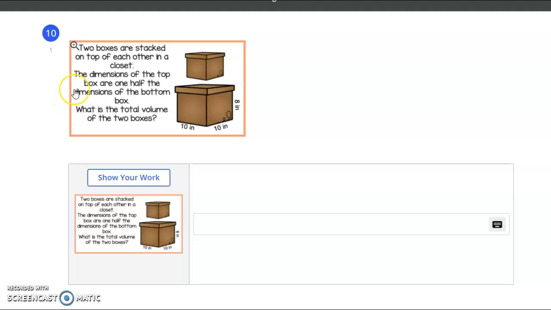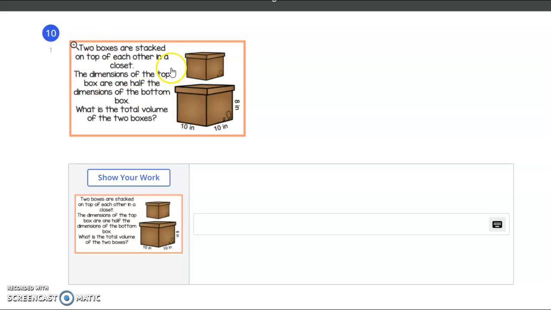And last but not least, 10 is your most challenging one. It talks about 2 boxes, but it only gives you the dimensions of one of the boxes, the bigger box. It tells you that the dimensions of the top box are half of the dimensions of the bottom box. So you first have to find that smaller box's dimensions. Then you'll find the volumes of each of them and add them together.